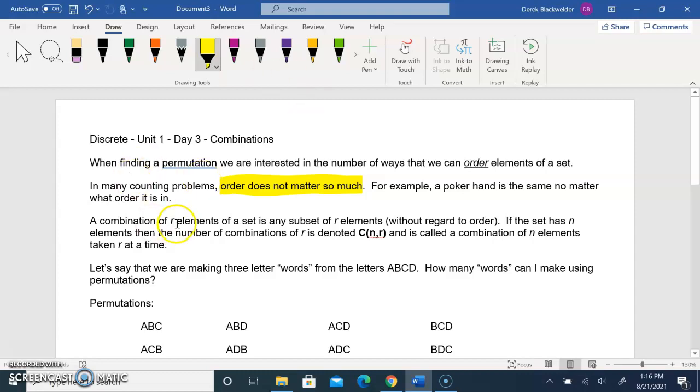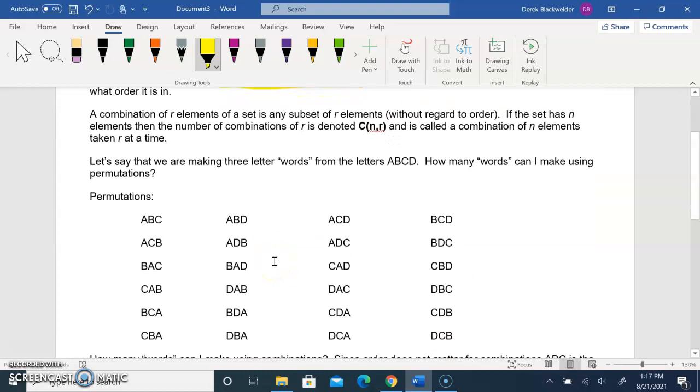So combinations just are elements. We're going to represent it very similar to what the permutation did. There's going to be n objects, and we're choosing r at a time. You just got to specify this combination. So it's a combination of n things taken r at a time, or n things chosen r at a time.